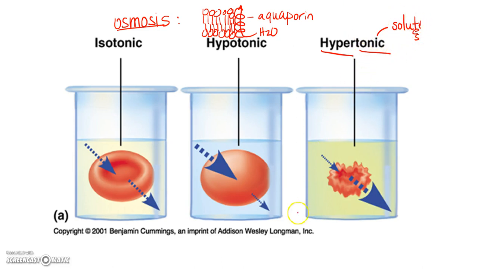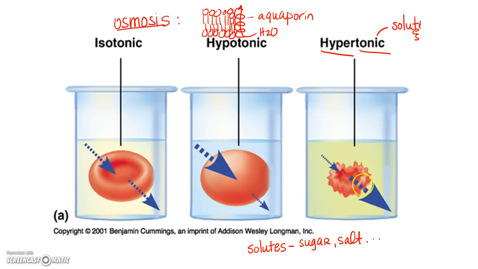Well, what's a solute? Let's write down some solutes. Solutes are anything that can dissolve in water. That could be sugar, that could be salt, or a number of other things that can dissolve in water. So hypertonic means there are a lot of solutes on the outside of this cell. And so what we see here is a normal cell. This one seems to be blown up.